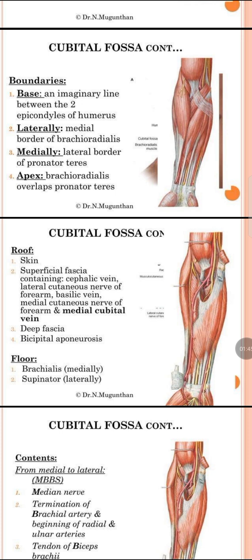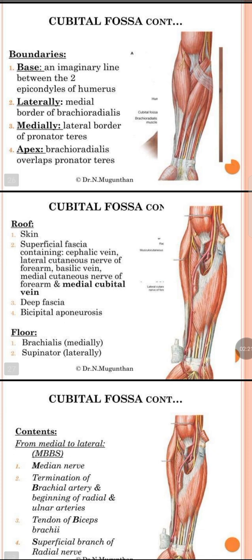So you draw a line from the medial to lateral side, just distally on the arm. From one epicondyle to the other epicondyle, these imaginary lines, this is what forms the base. So an imaginary line from one epicondyle of the humerus laterally to the epicondyle on the medial side of the humerus. That's the base.